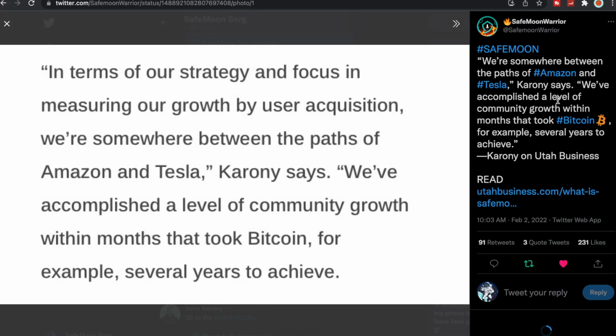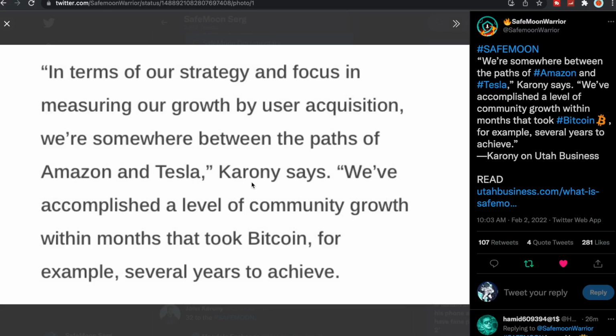This was part of the Utah Business article, which you guys can see here. John Caroni had stated, in terms of our strategy and focus in measuring our growth by our user acquisition, we're somewhere between the paths of Amazon and Tesla, Caroni says. We've accomplished a level of community growth within months that took Bitcoin, for example, several years to achieve. How big is that? Yes, so we're growing very quickly, and John Caroni understands that.